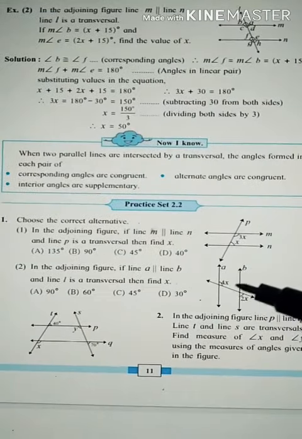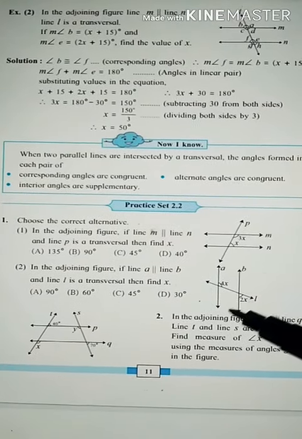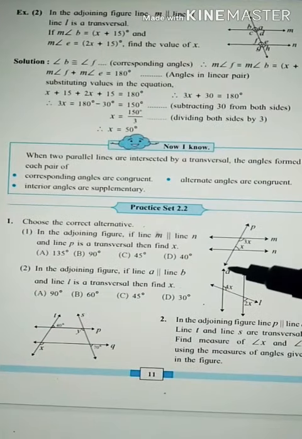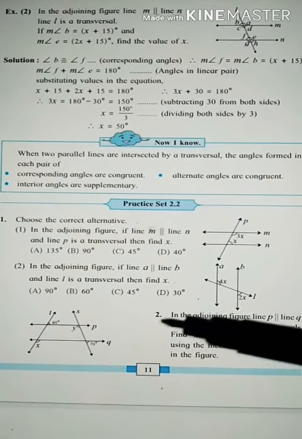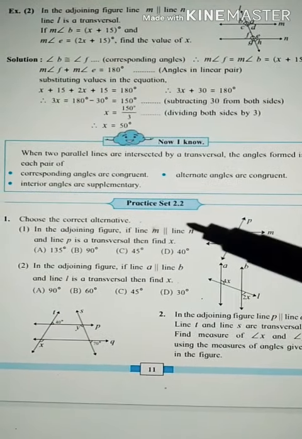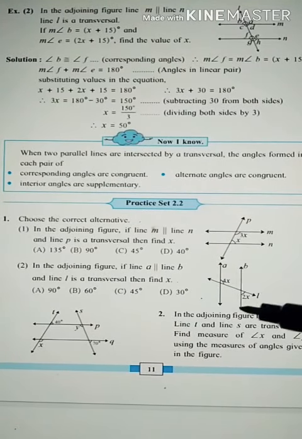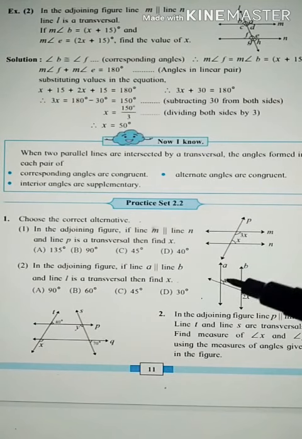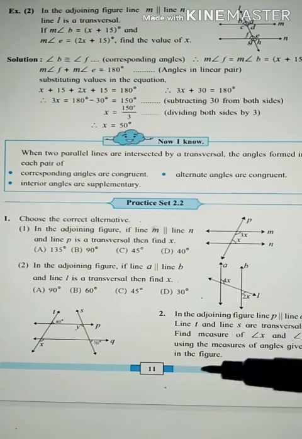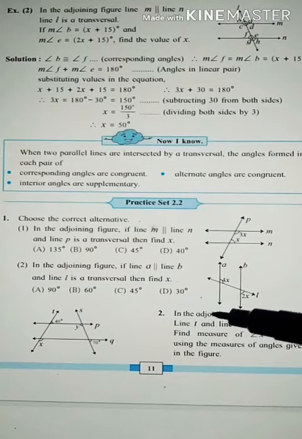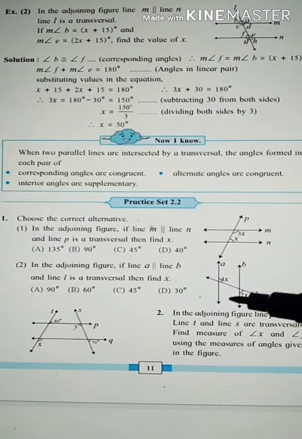Now we all know that corresponding angles are congruent. We can take the help of corresponding angles or alternate angles. But any angle you take, you will get the same answer. That means any method you use, you will get the same answer. Now here I am applying this way, but that doesn't mean that you also have to use the same method.